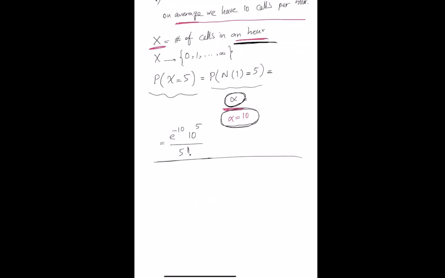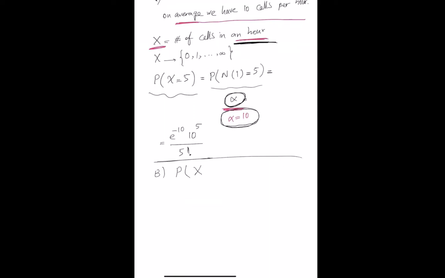Okay. Now let's look at part B, part B. What is the probability of having 3 or fewer calls in 1 hour? How do you write it? Probability of x, or random variable, is 3 or fewer. How do you write it?